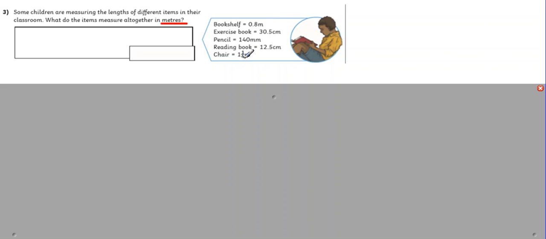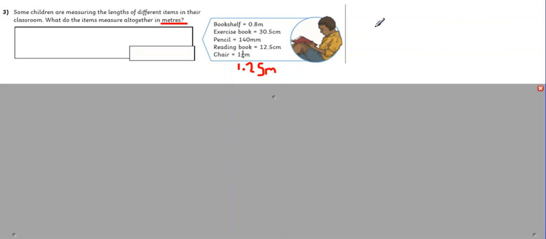Now, what would be 1¼ metres? So a quarter is equal to 0.25. So if I add 1 and 0.25, my 1¼ metres would be 1.25 metres. Okay, so your chair is worth 1.25 metres.